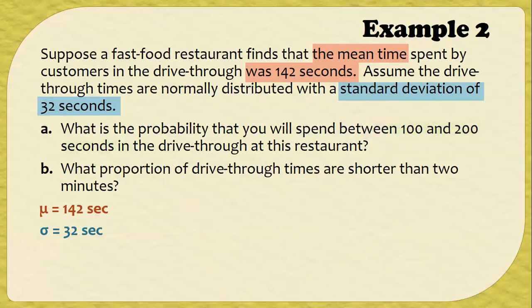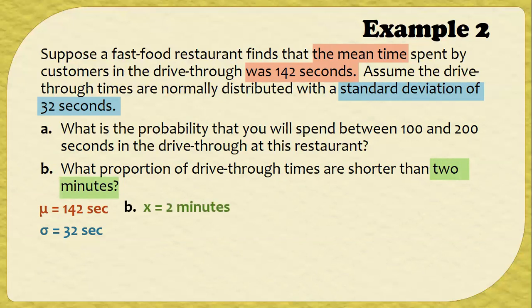So for part B, I'm going to keep the mu and the sigma because that's global information that's true for all of these problems for this example. And now I need to look for the X value. Part B says, what proportion of drive-through times are shorter than 2 minutes? So I'm interested in an X value of 2 minutes.